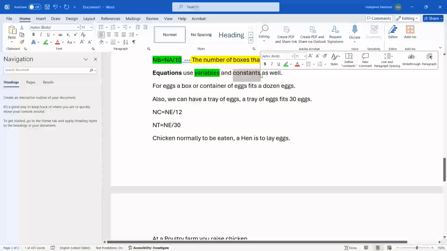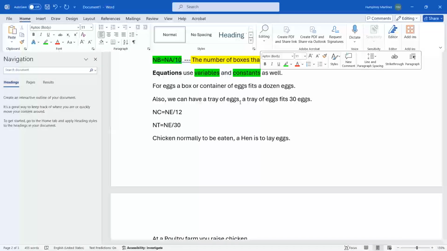Variables. Repite conmigo. Variables. No, not variables. Variable. Es variable, okay? Con V, V de Victoria, Victor. No, uno dice Victor, dice Victor. Entonces es variables. Repite conmigo, Fabricio. Variables. Variables. Variables. And constants. Entonces, en una ecuación usamos, we use variables and constants, okay?